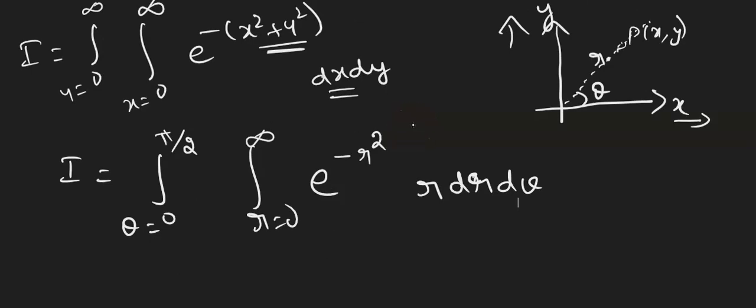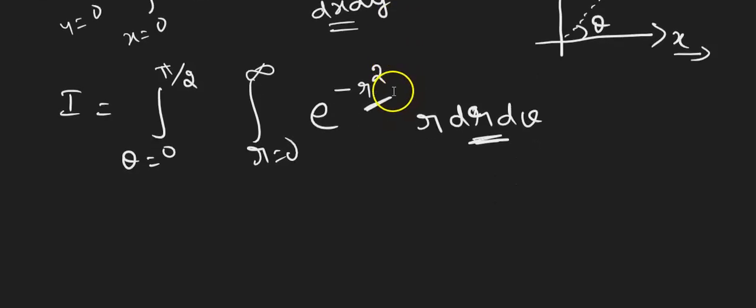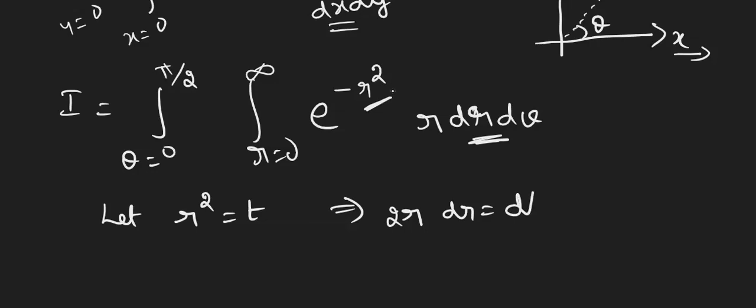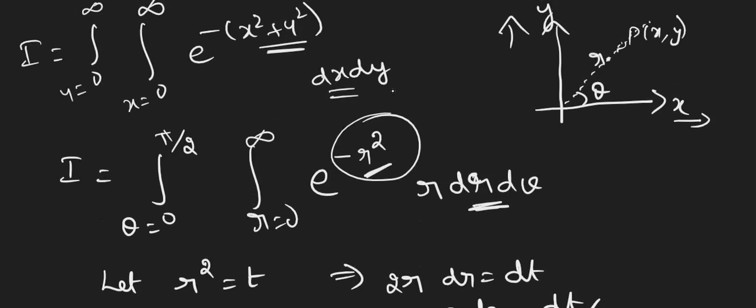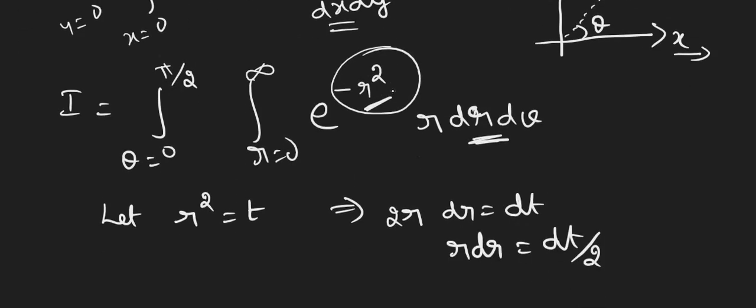And now we are going to integrate with respect to r, and if you see here, we have e power minus r square. Since it's tough for us to integrate, what we are doing is substituting, let r square be equal to some t. So what happens? 2r dr is dt, so r dr is dt by 2. Because if it is e power minus t, then it is easy for us. We can't do it directly because it is e power minus r square, the power is 2. So I am just substituting this as t.